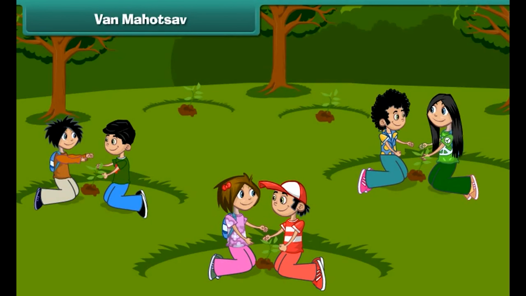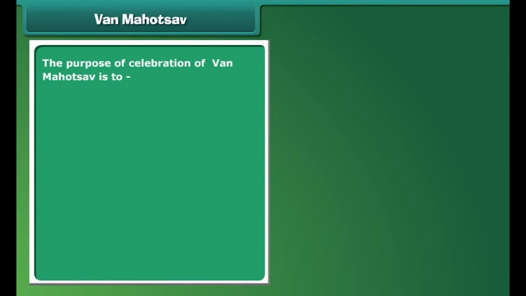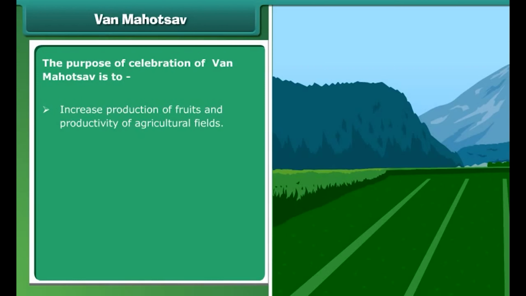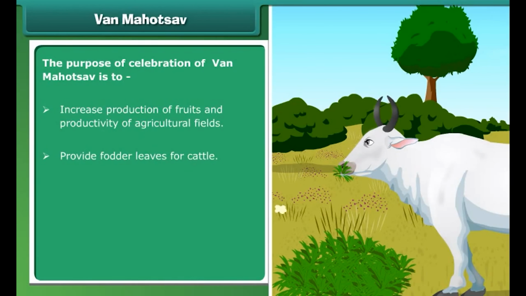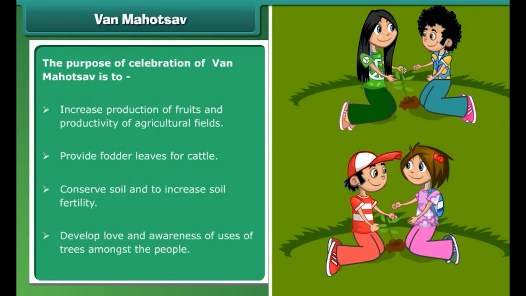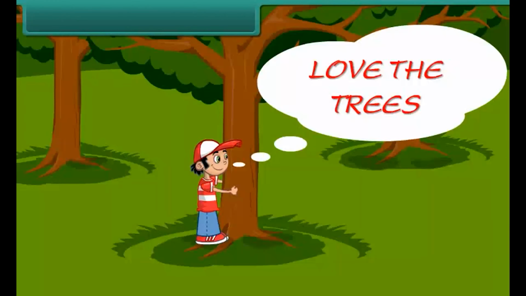Friends, now let's know about Van Mahotsav. Van Mahotsav is a tree planting festival celebrated in the month of July every year. We celebrate Van Mahotsav to increase production of fruits and productivity of agricultural fields, provide fodder leaves for cattle, conserve soil, and to increase the fertility of the soil, and generate love and awareness of uses of trees among the people.